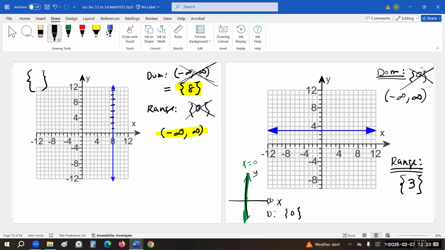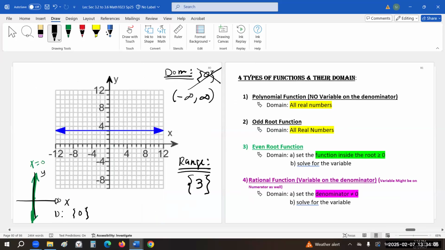Any question on finding domain or domain and range from graphs? Is anybody confused? No? Okay. Now you're going to find domain and range from equations. You can ignore the second one. We're not going to the second one in this class. We are going to do polynomial, even root, and Gaussian. Three types of function you're going to work with, and you'll see what domain they have.